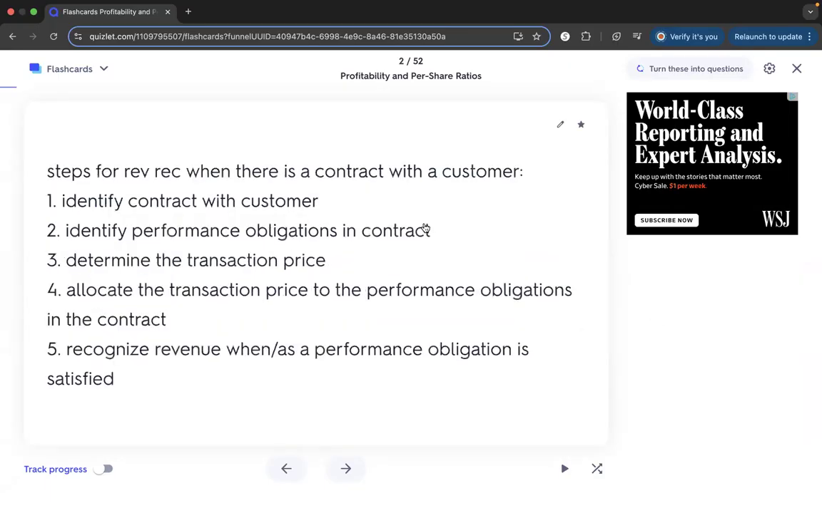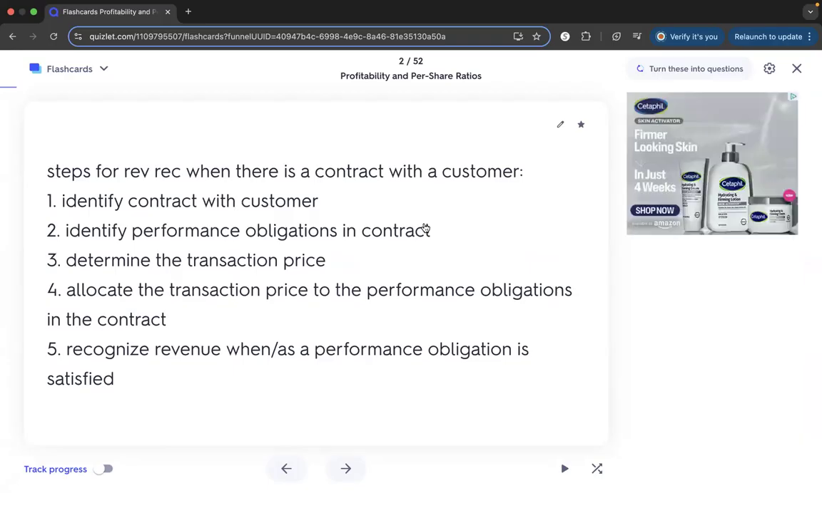So, steps for revenue recognition when there's a contract with a customer. First, you need to identify what the contract is. Find it, note what the contract number is, definitely read it over. Step two is you identify the performance obligations in the contract with the customer. So if you're doing a service, and the performance obligations are building 5 different buildings, then you have 5 performance obligations. Step three, determine the transaction price for the contract in total.